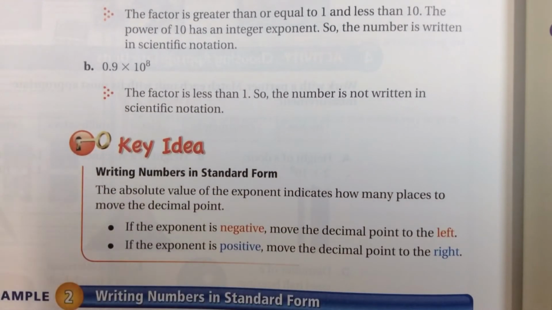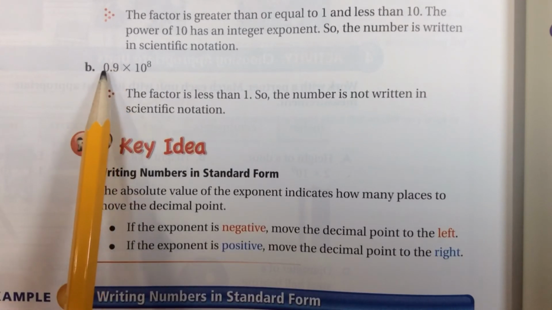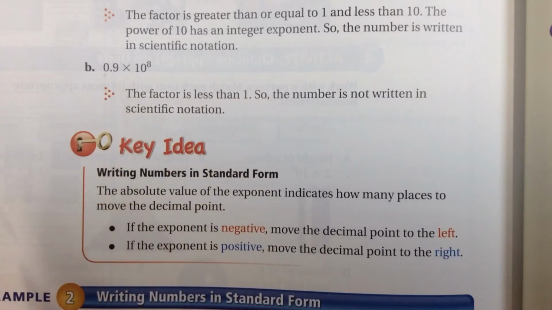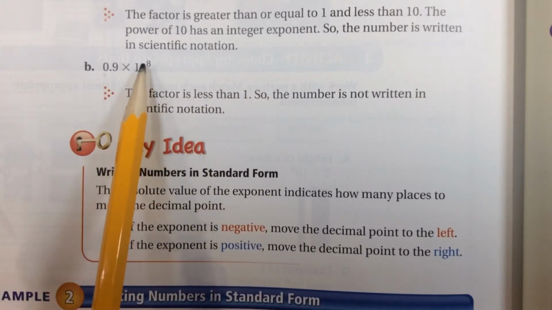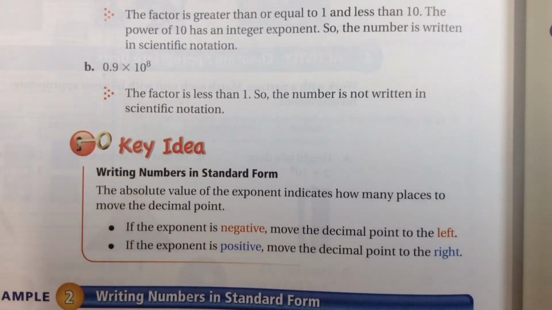The second example, example 1b here, this number right here does not have one digit in front of the decimal. Remember, it has to be a non-zero digit. It does not have that. This number is less than 1. So not in scientific notation. Even though the rest of it looks good, this part makes it not scientific notation.